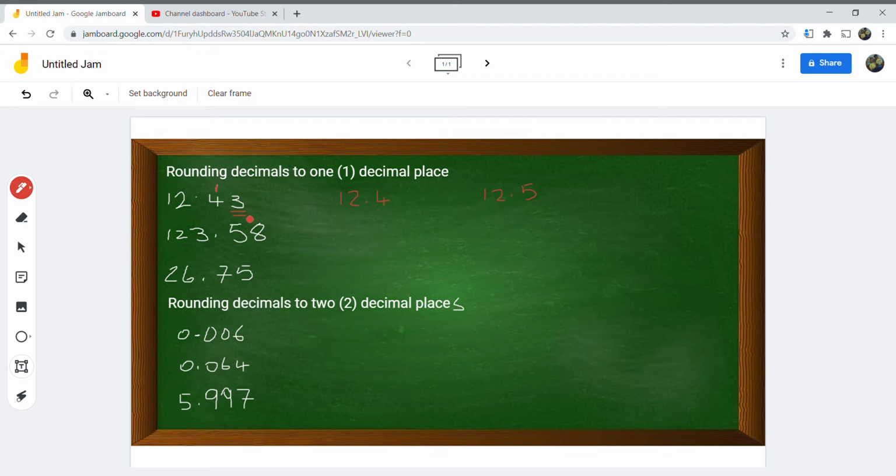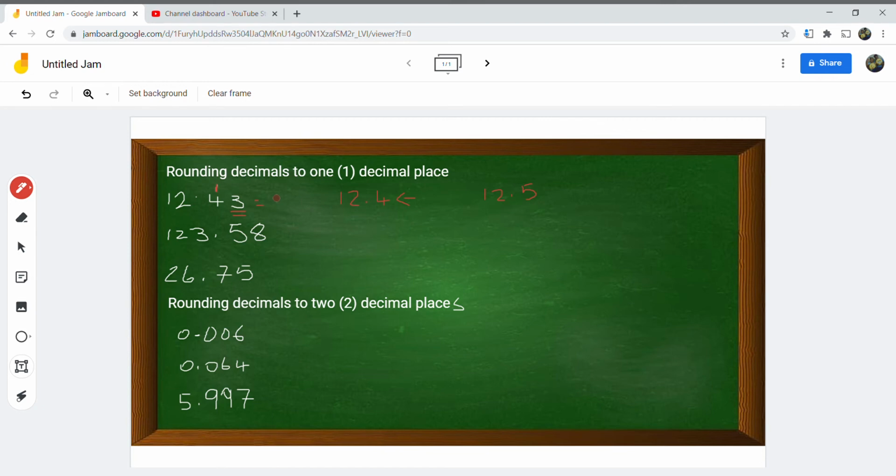Now let's get into it. Looking at the hundredths position, we're doing the same thing that we did before. Is it 5 or more, or less than 5? If you look at the hundredths position, we have the numeral 3 there, and we already know that 3 is less than 5, so that suggests we should round down, or put it to the closer number. The closer number here is 12.4.